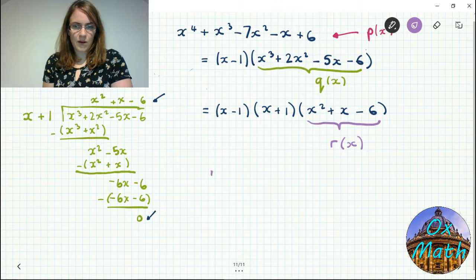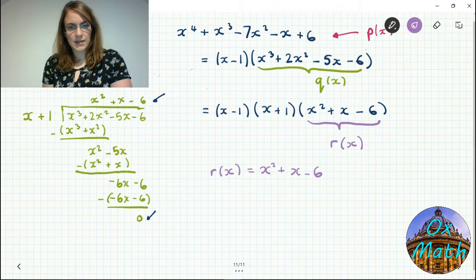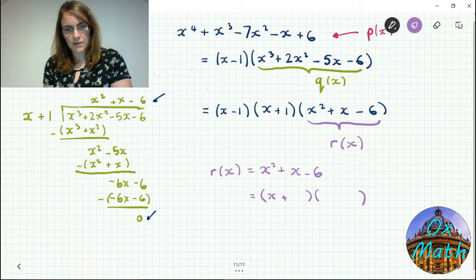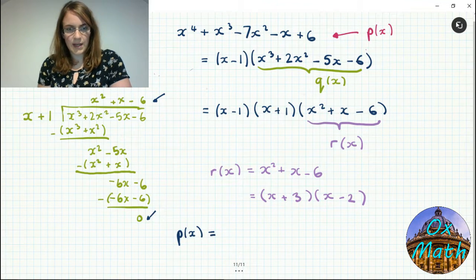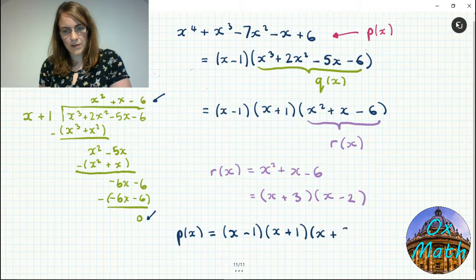So if r of x is x squared plus x minus 6, it is a quadratic with a single x squared, so I'm just going to factorise that, and it's actually the same one we had earlier but with the opposite signs, so x plus 3 and x minus 2. So now I can fully factorise down my p of x into 4 linear factors, which are x minus 1, x plus 1, x plus 3 and x minus 2.